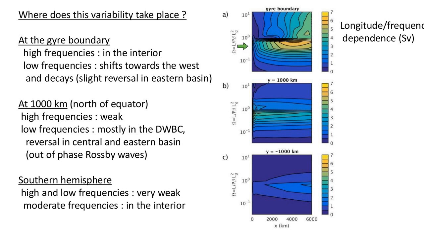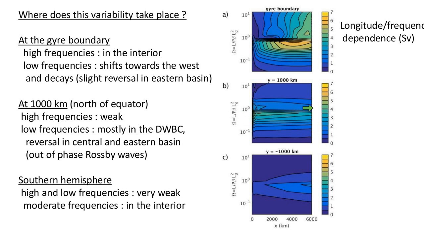As we transition to this basin crossing time scale, the frequency shifts to the west, and we go to lower frequencies, it continues to shift to the west. It's all accumulated here. If the lines are horizontal, it means there's no additional variability in the interior, so all the variance is to the west of that. At 1,000 kilometers north of the equator, there's very little high frequency. All the variability is accumulated here in the western boundary current.